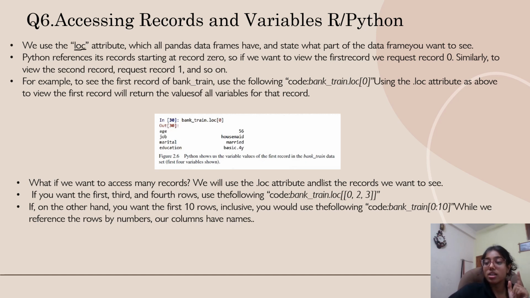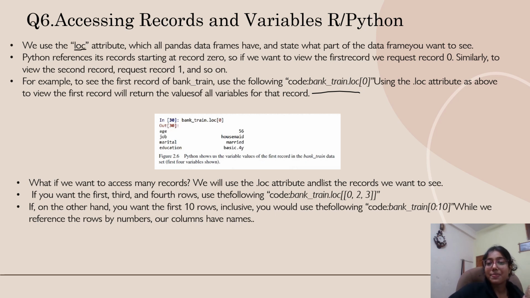So for record 1, we request 0, and for record 2, we request 1, and it goes on. For example, to see the first record of bank_train, use the following code. Here is the code written using the .loc attribute as above to view the first record of the values.